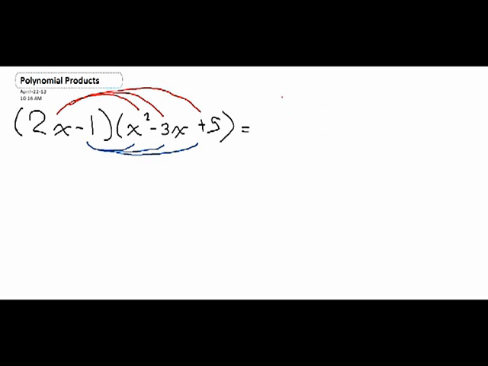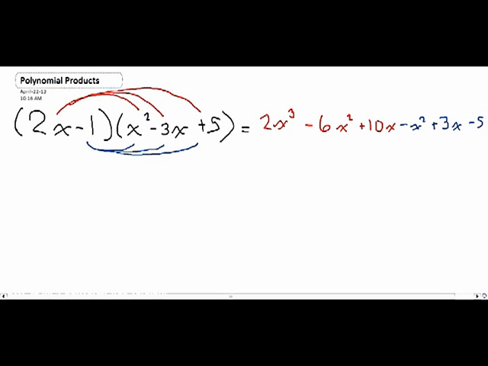So 2x times x squared, well, that gives me 2x cubed. 2x times negative 3x gives me negative 6x squared. And 2x times 5 gives me positive 10x. So now let's do our negative 1. Negative 1 times x squared gives me negative x squared. Negative 1 times negative 3x gives me positive 3x. And negative 1 times 5 gives me negative 5.